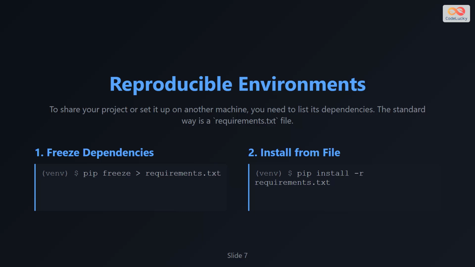To make your project reproducible for others, or even for your future self, you need to create a list of its dependencies. The standard convention for this is a file named requirements.txt. You can automatically generate this file by running pip freeze and directing the output into the file. Later, anyone can set up an identical environment by running pip install with the -r flag and pointing to that requirements file.